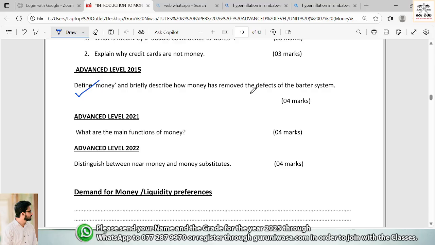Today it is not like that, kids. Money has been able to remove all the defects of the barter system. People do not need to wait, and also we do not care what others want.